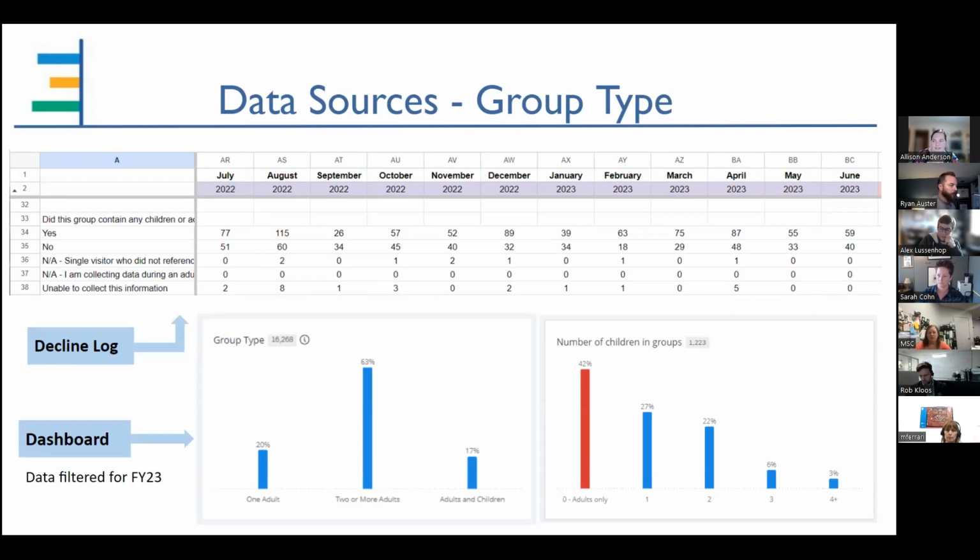And then I split this into adults only and everyone else, groups with children. The art sites, the default widget pulls these data in a little bit differently as one adult, 2 or more adults, and adults and children, whereas the science default is number of children in group with adults only, 1, 2, 3, or 4 or more children. So slightly different ways to get to it, but effectively the same data, and it's all pulling from the same raw data.